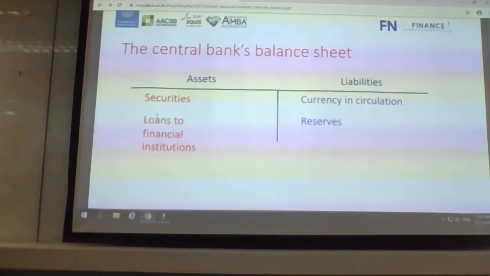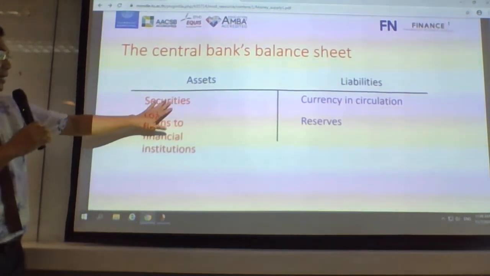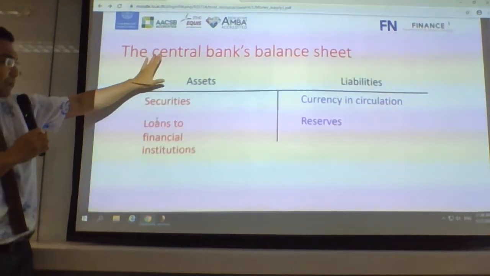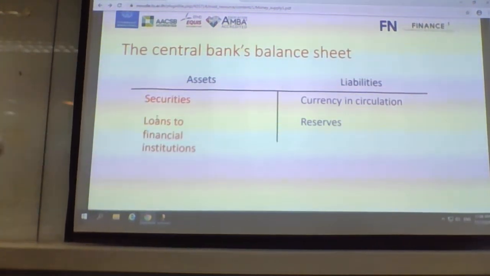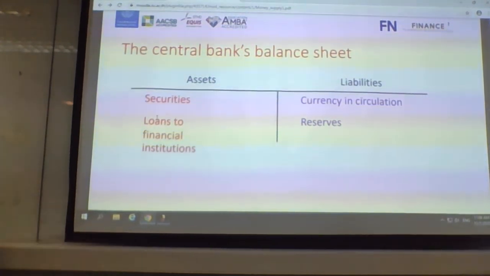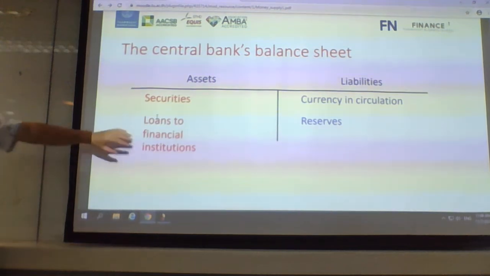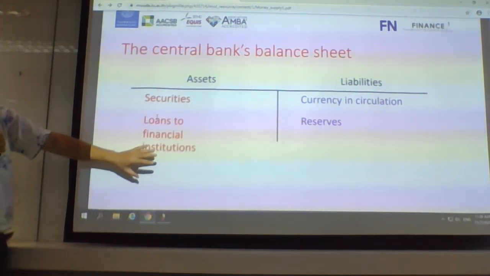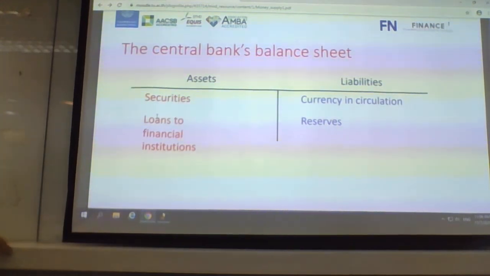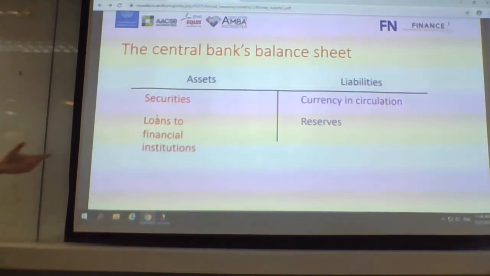But in this topic, I just combine everything into securities. And when we talk about securities in this topic, we mean government bonds. That is all. Next, the next item on the asset side is the loans. But this loan is very special because it is a loan to financial institutions.